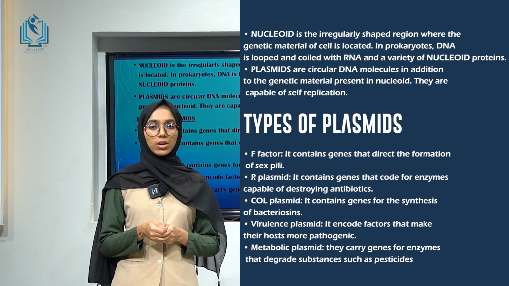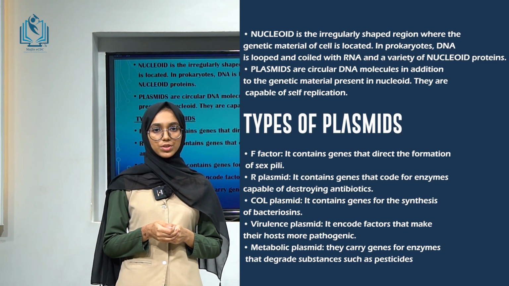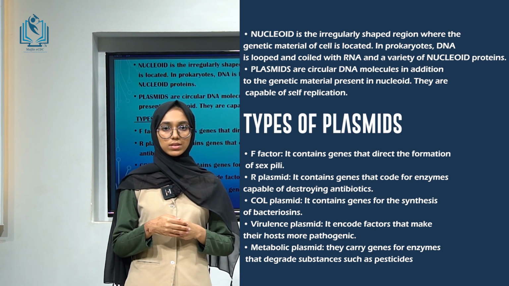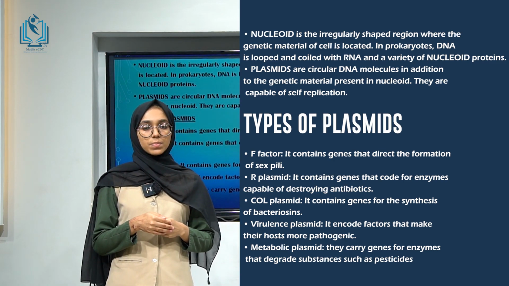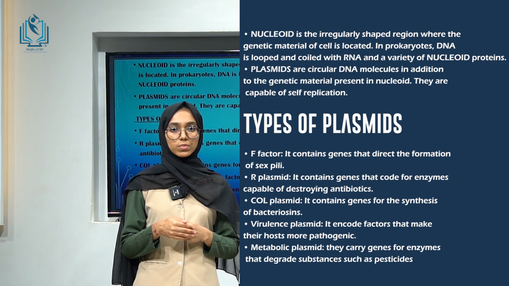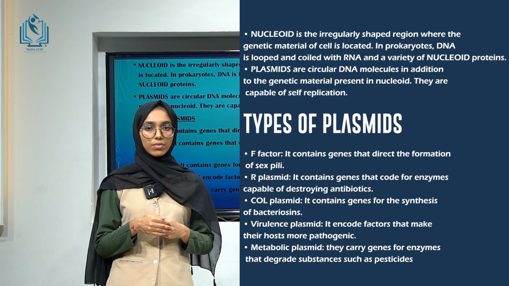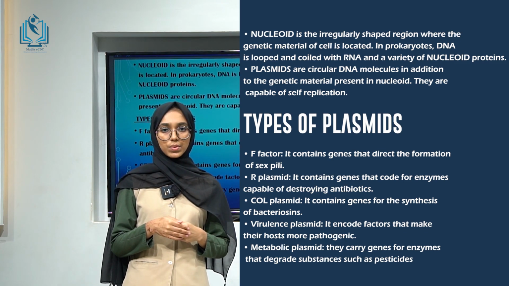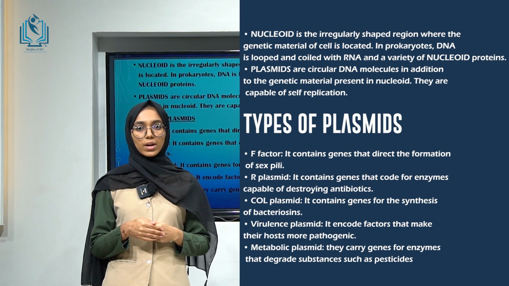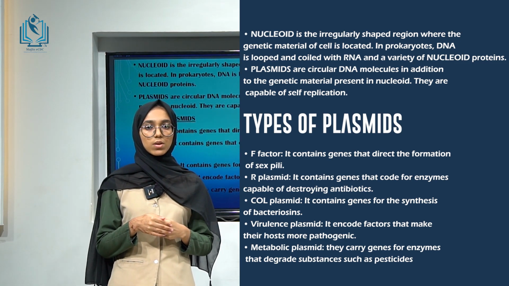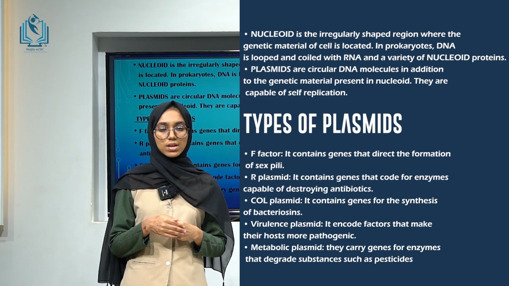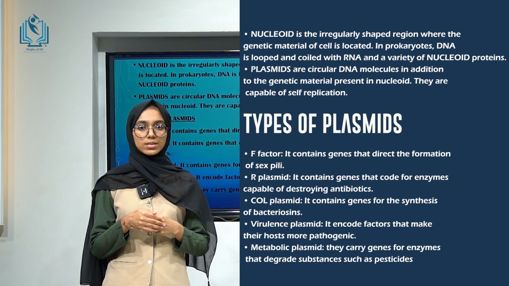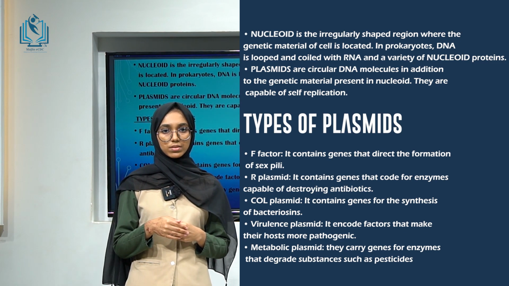The next internal structure is the nucleoid. The nucleoid is an irregularly shaped region where the genetic material is located. In prokaryotes, DNA is looped and coiled with RNA and a variety of nucleoid proteins. In addition to the genetic material present in the nucleoid, prokaryotes contain extrachromosomal circular DNA molecules called plasmids. They are capable of self-replication.